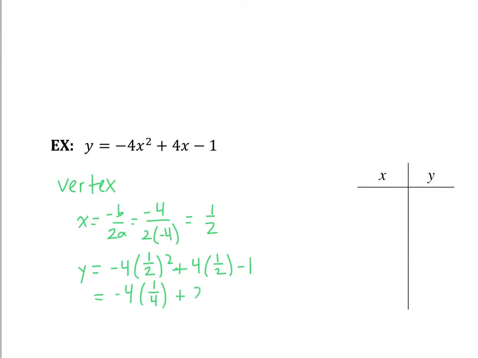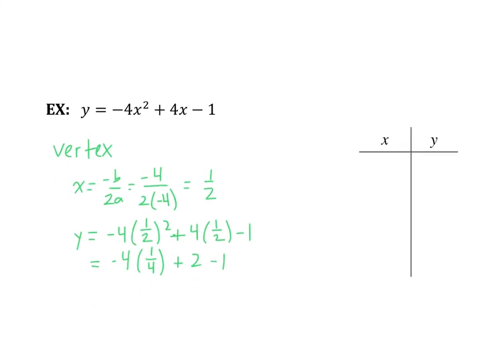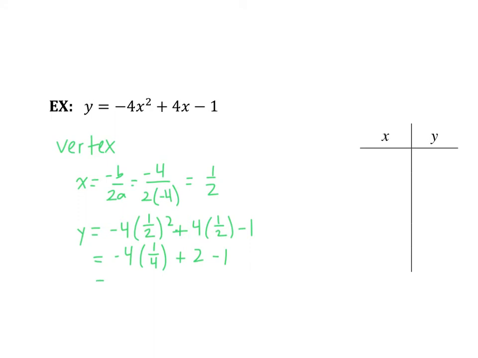Plus 4 times 1/2 is 2, minus 1. -4 times 1/4 is simply -1, plus 2, minus 1. And we end up with 0. So our vertex is the point (1/2, 0). What else do we notice about that point? Our y value is 0. So what else is that going to be? Okay, so let's think about that as we move forward.